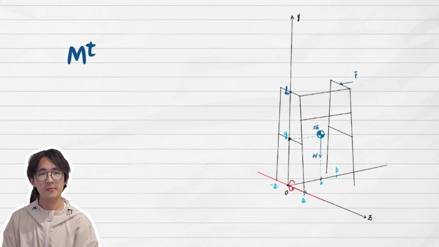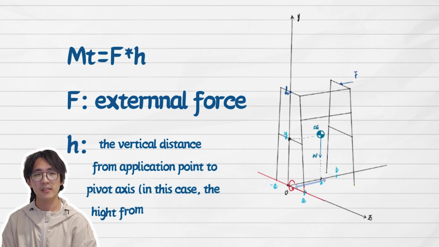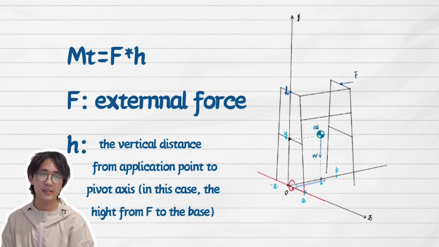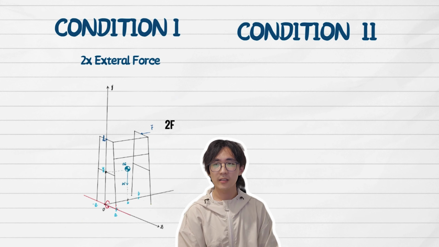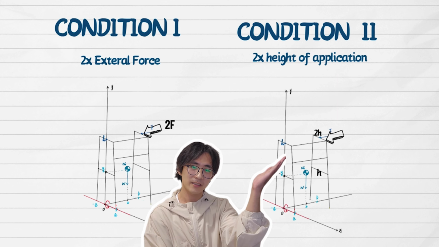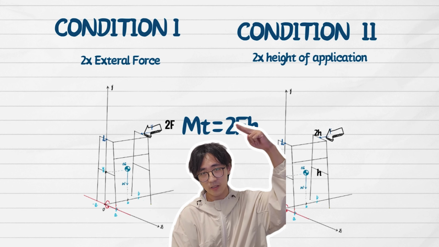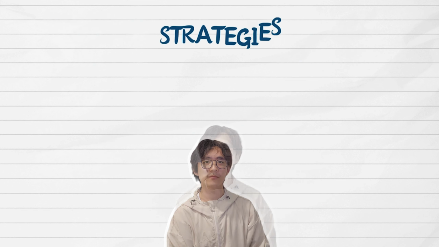Now let's discuss the tipping moment Mt, which is influenced by the external force and the vertical distance from the application point to the pivot axis, in this case the height to the base. Again, we consider two cases: a force doubled from F to 2F, and the force applied at doubled height from H to 2H. In both cases, the tipping moment doubles, increasing the risk of tipping over.